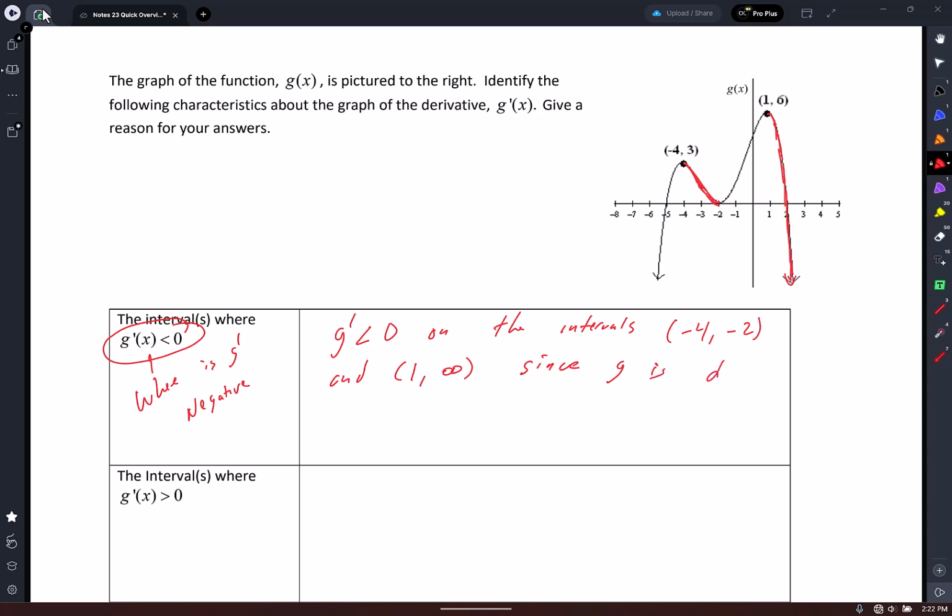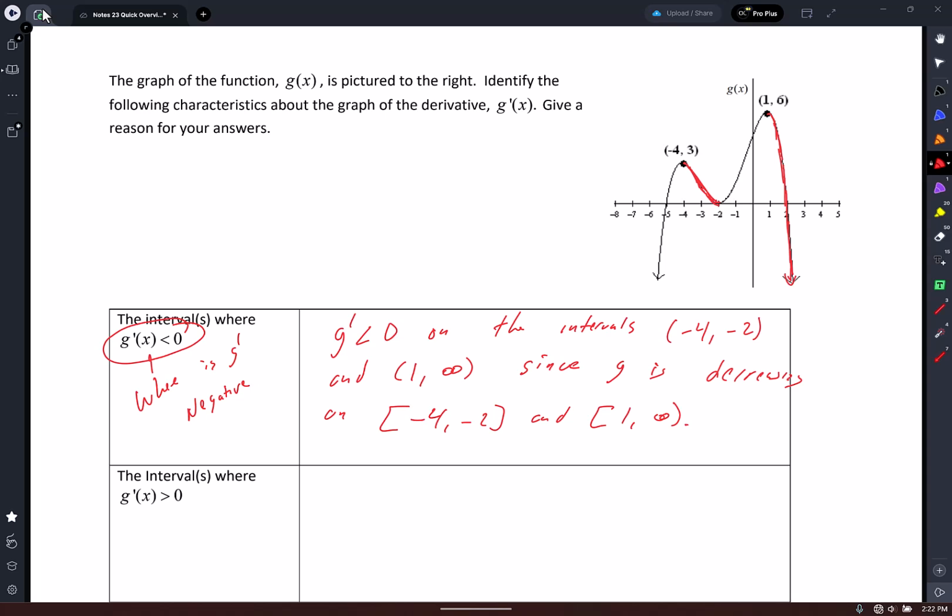Since g is decreasing on the closed interval [-4, -2] and [1, infinity) with a parenthesis on the infinity, period. And there it is. You increase and decrease on a closed interval. So you increase and decrease with brackets, but for your derivative, if they don't have the equal sign, it's open. Does that make sense? Okay.